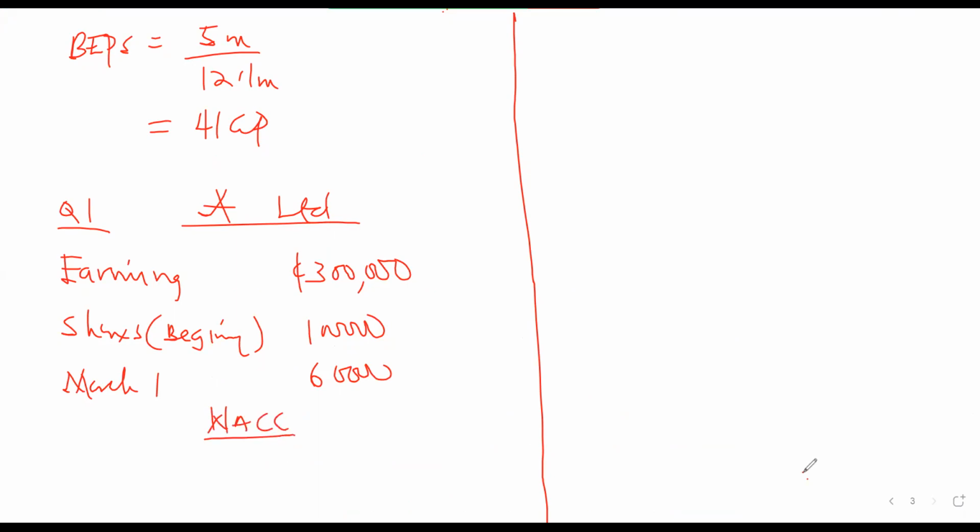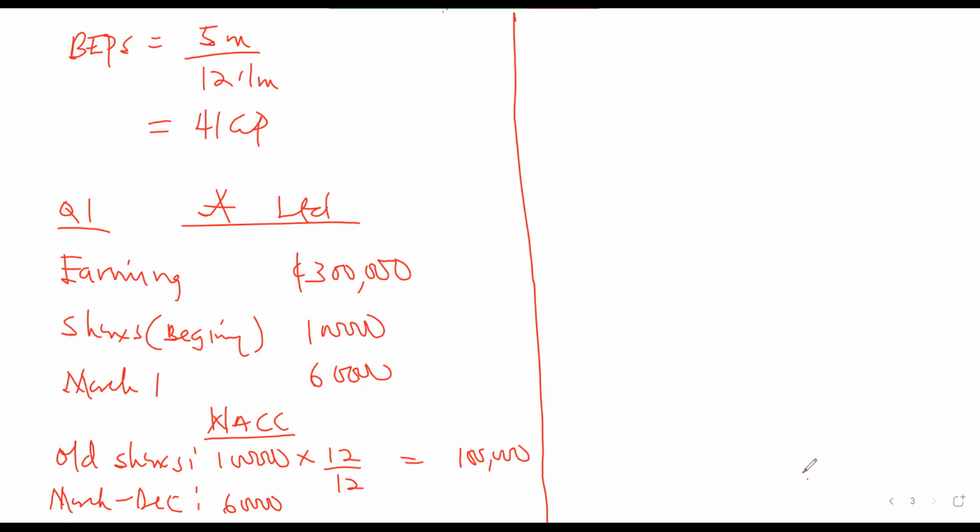The old shares are going to be there for how many months? The old shares will do the full year, isn't it? They will be at the beginning. Yeah, 12 months. So you can decide to just pick them like that because it's going to have a full year impact. So you can just do 12 over 12. So that will be 100,000. But from March to December, what are we going to be having? It will be 60,000 times 10 over 12. Is that correct?